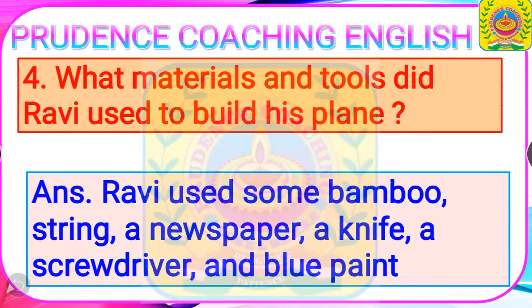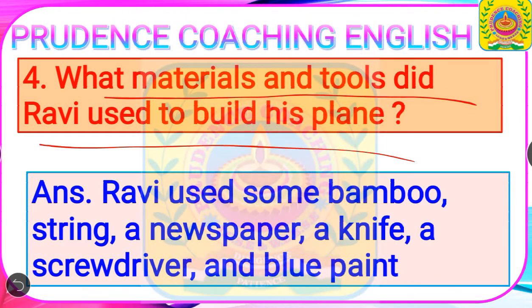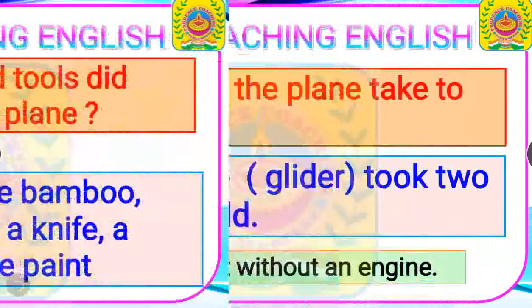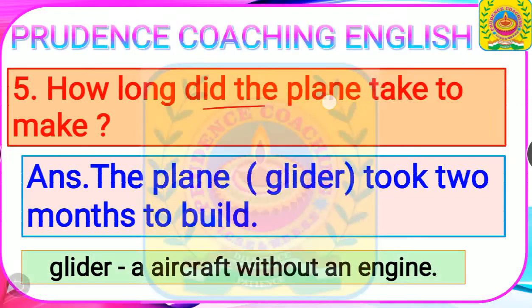Next question is what materials and tools did Ravi use to build his plane? Answer. Ravi used some bamboo, string, a newspaper, a knife, a screwdriver and blue paint to build his plane. Next question. How long did the plane take to make? Answer. The plane, or the glider, took 2 months to build. We know, students, glider means an aircraft without an engine.